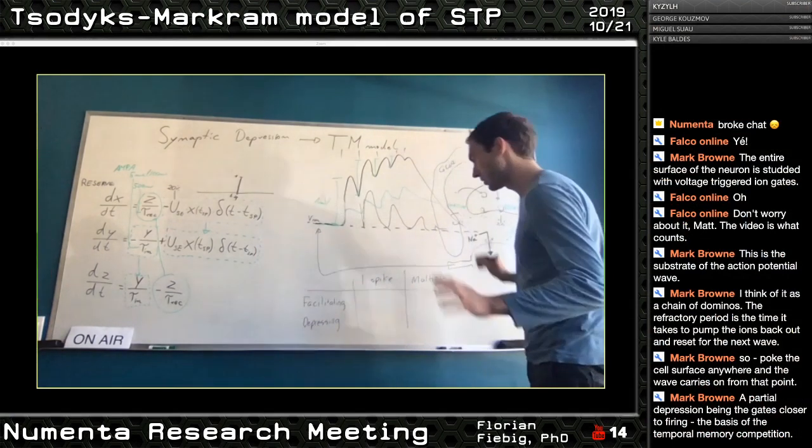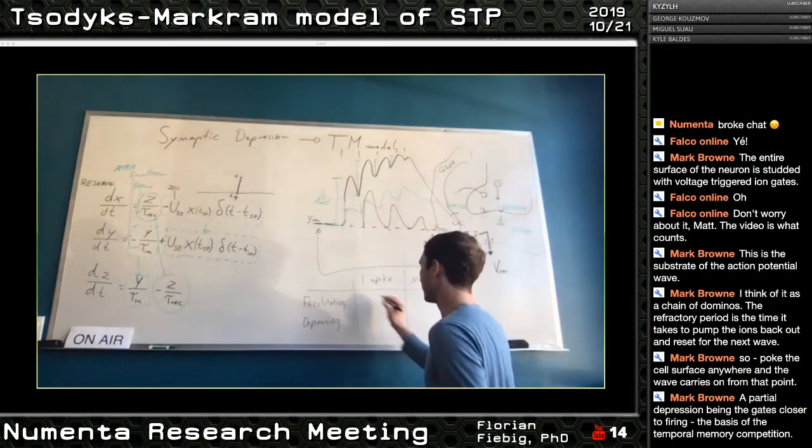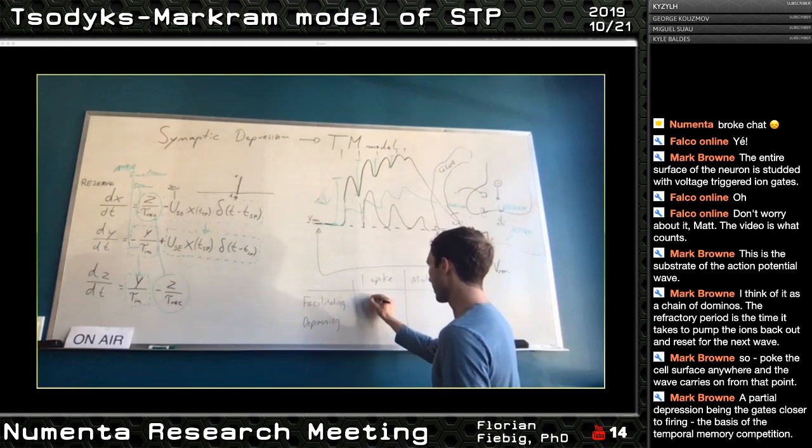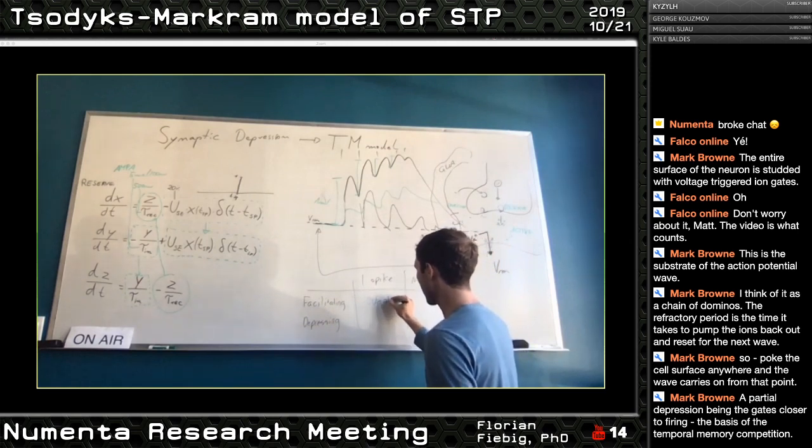And I'm going to oversimplify it and just say a facilitating synapse has a weak, we'll say strong, and I'm just going to say strong. Is that true?